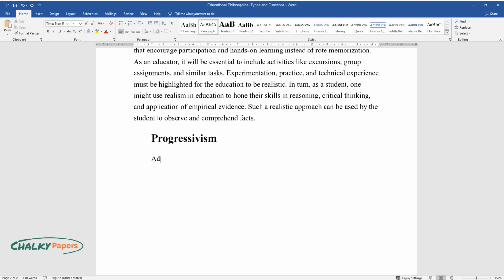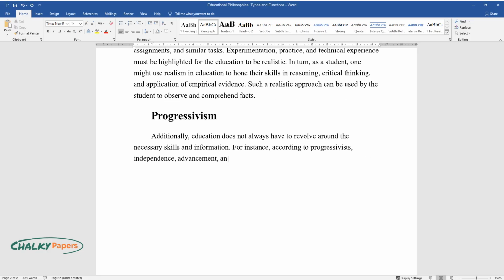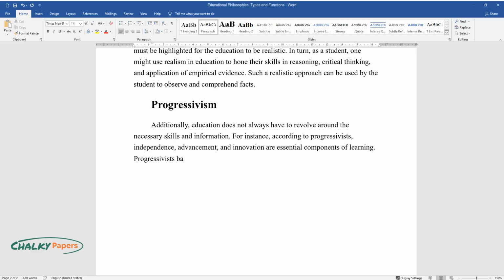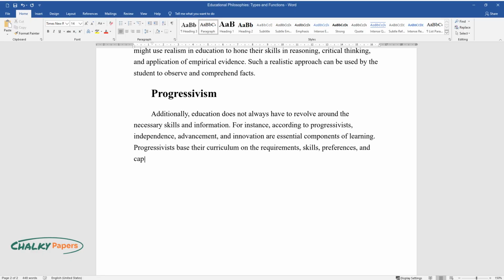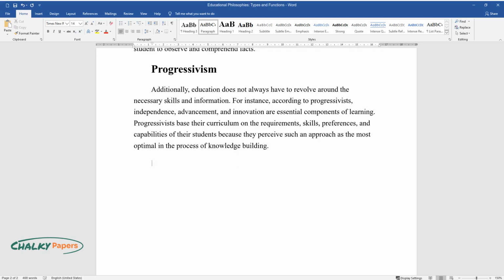Progressivism. Additionally, education does not always have to revolve around the necessary skills and information. For instance, according to progressivists, independence, advancement, and innovation are essential components of learning. Progressivists base their curriculum on the requirements, skills, preferences, and capabilities of their students because they perceive such an approach as the most optimal in the process of knowledge building.